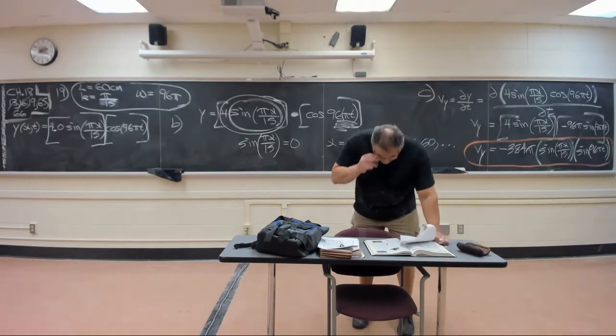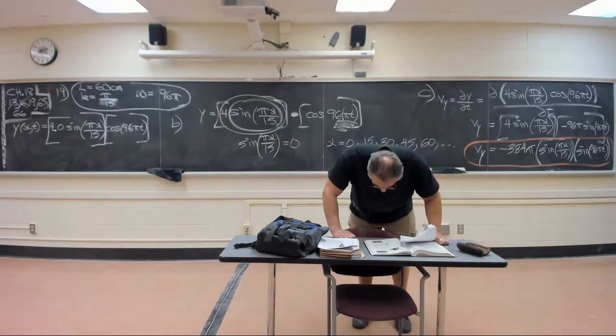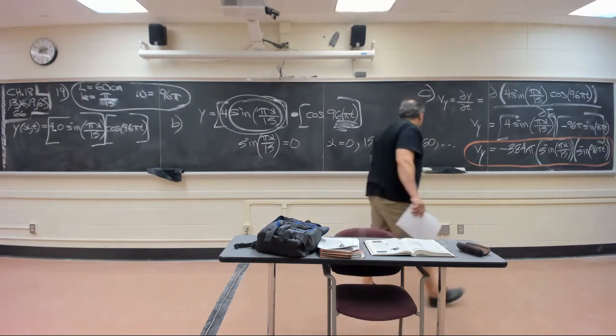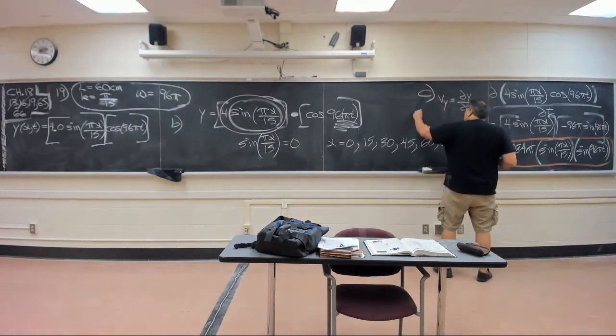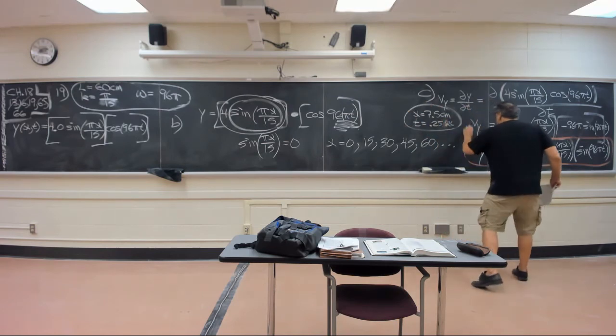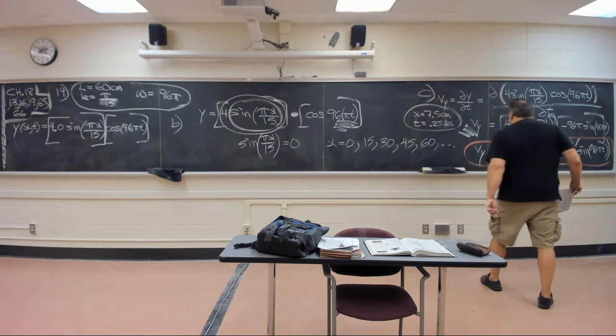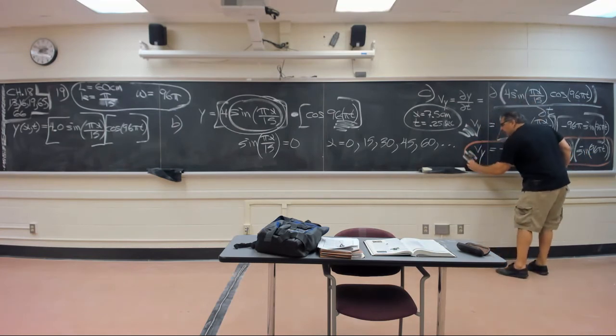Let me see. What is the vertical velocity Vy of the string at x equals 7.5 centimeters when t is 0.25 seconds? So for this one, again, they told us to play the game with centimeters. Okay, we can play that game, as long as we're consistent and they're consistent. In those circumstances, give me what this is. I mean, plug that stuff in there.